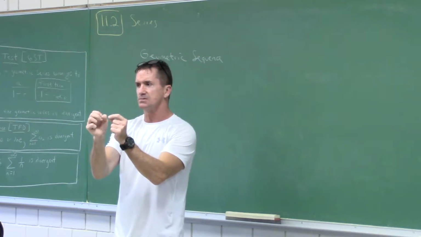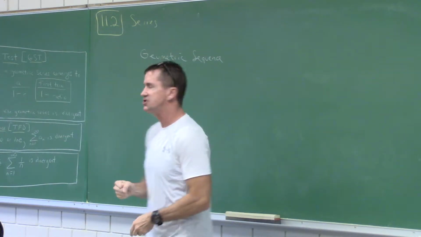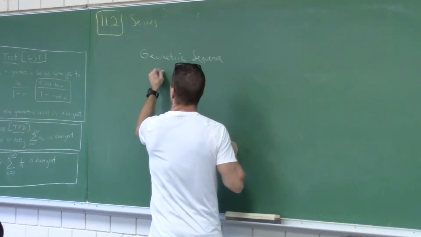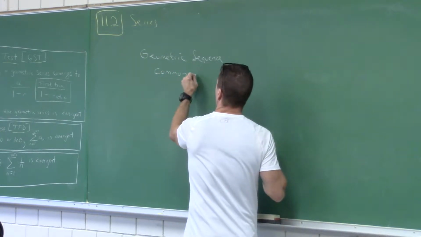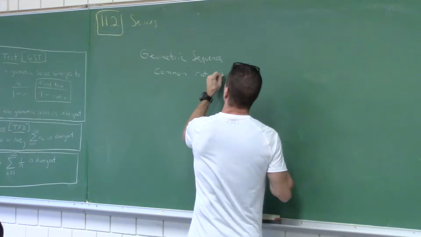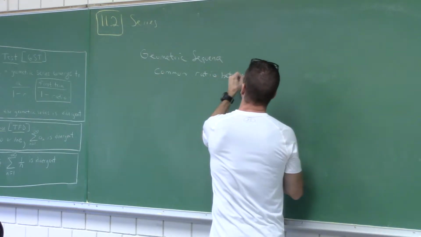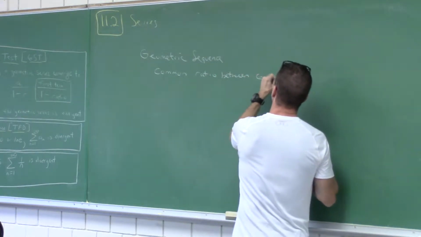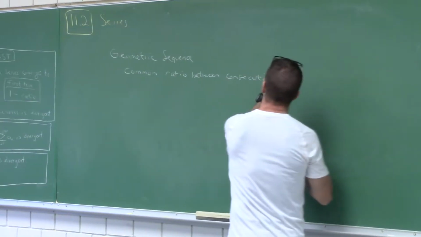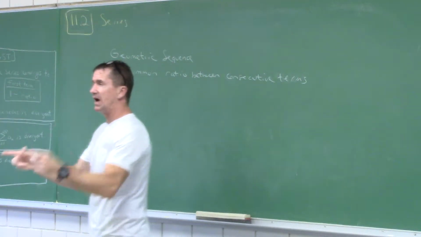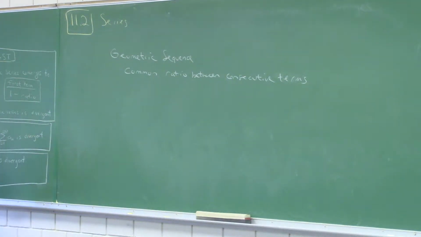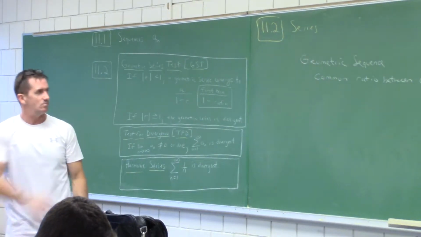You know all the terms? There's a common ratio between consecutive terms. So we got to understand that definition. A geometric sequence has a common ratio between consecutive terms. That's its definition. And what's so cool, if we recognize this, you and I can always use the geometric series test. All right, well, here's an example.